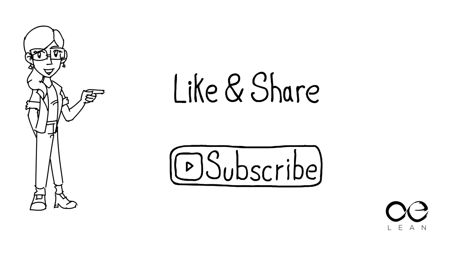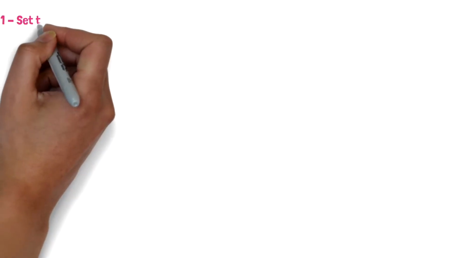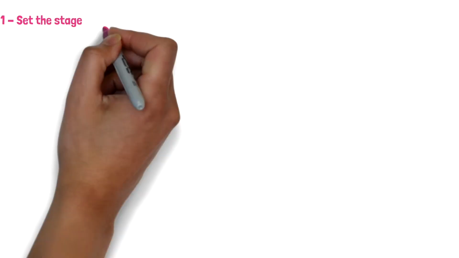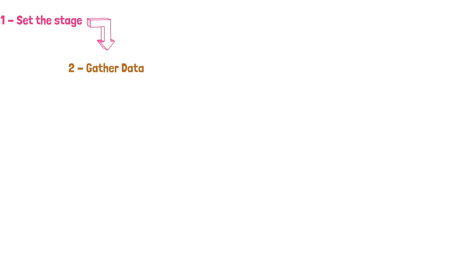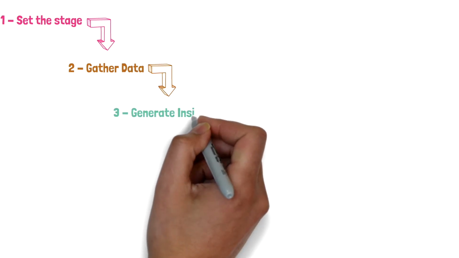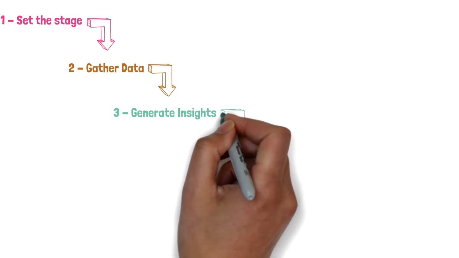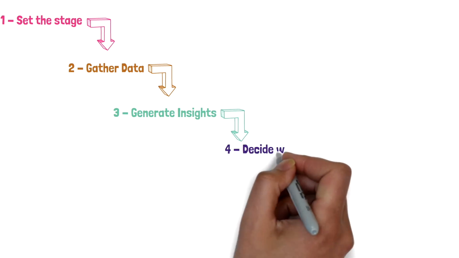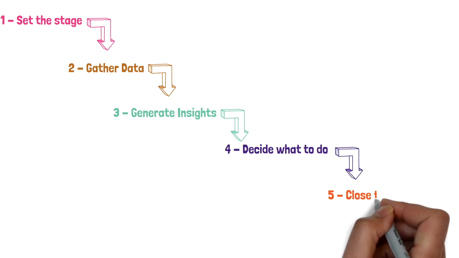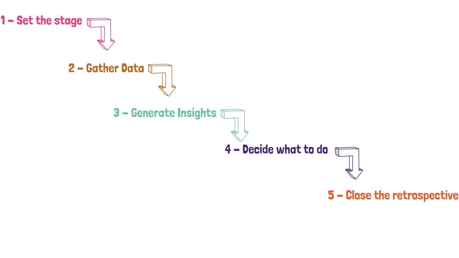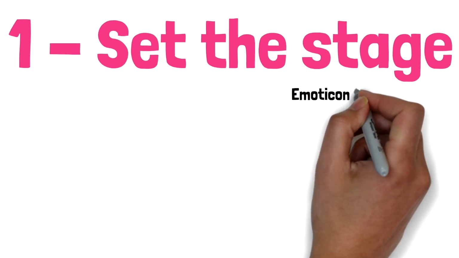So let's get started. As I explained in a previous video, the retrospective is performed in 5 different steps. Set the stage, gather data, generate insights, decide what to do, and finally, closing the retrospective. As a first exercise to set the stage, we can use the Emoticon project gauge.